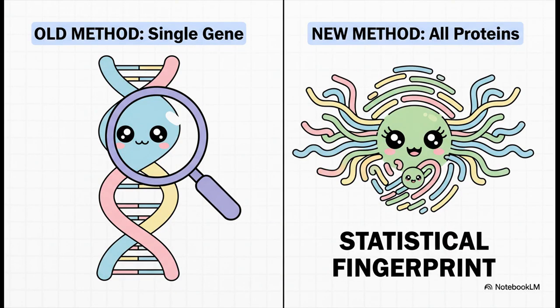So, here's what they did. Remember how the old model looked at one gene, that ribosomal RNA? Well, this 2009 paper proposed looking at a totally different data set, the length distribution of all the proteins an organism makes. Not just one, all of them, thousands and thousands of them. It's kind of like taking a statistical fingerprint of a species.